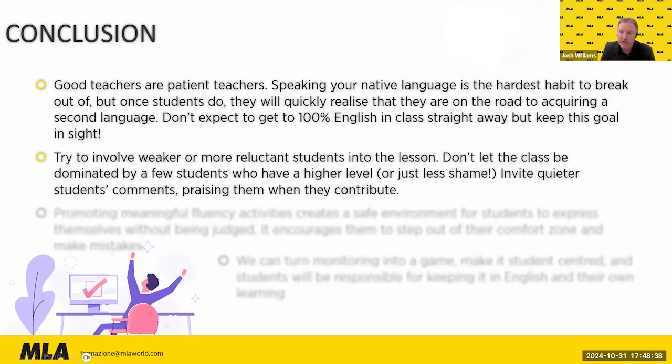Okay. Try to involve the weaker students or the more reluctant students into the lesson. Don't let it be dominated by those students. I mean, there will be students who are happy to speak 100% in English in the English hour. But get the other students involved too. Sometimes they might not even have a higher level. They just have this sort of less shame. Invite the quieter students, praise them when they contribute.